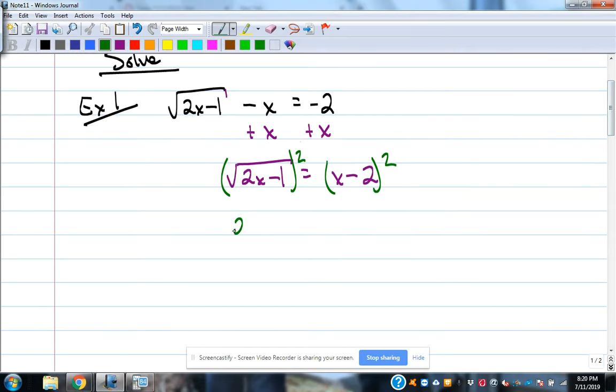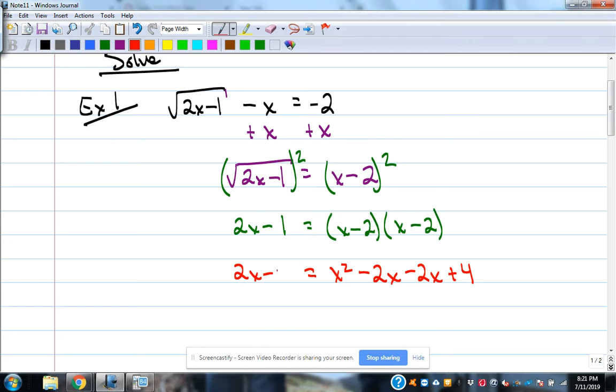And then on the left side, that works out wonderfully and gets rid of the square root and gives us 2x minus 1. But on the right-hand side, we have x minus 2 squared, which is x minus 2 times x minus 2. And we need to work that out and distribute. X times x is x squared. X times -2 is -2x. -2 times x is another -2x. And then a positive 4.